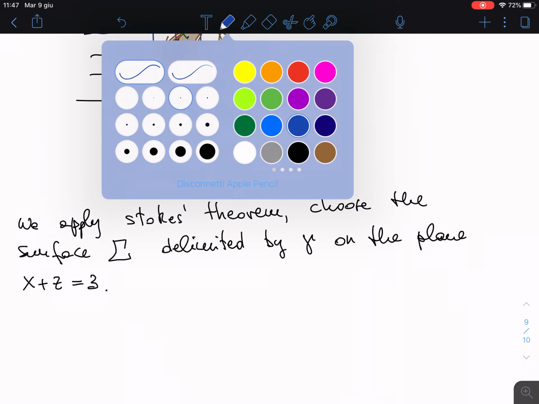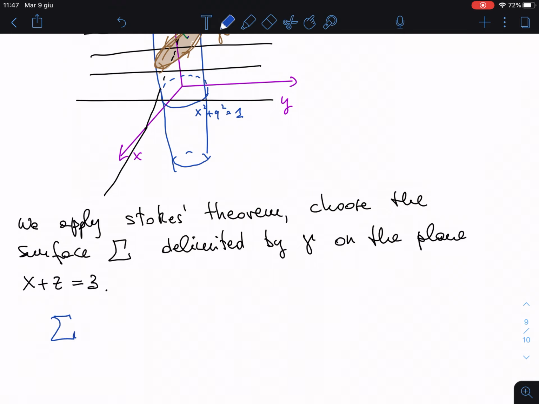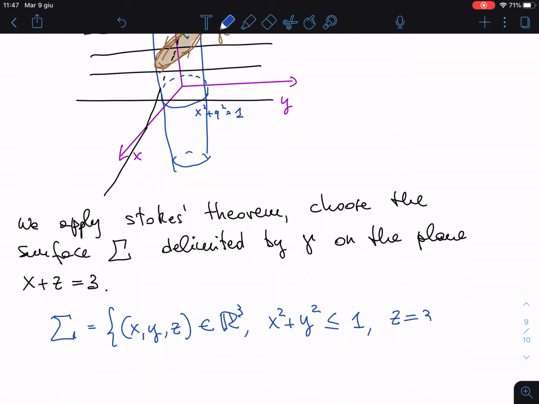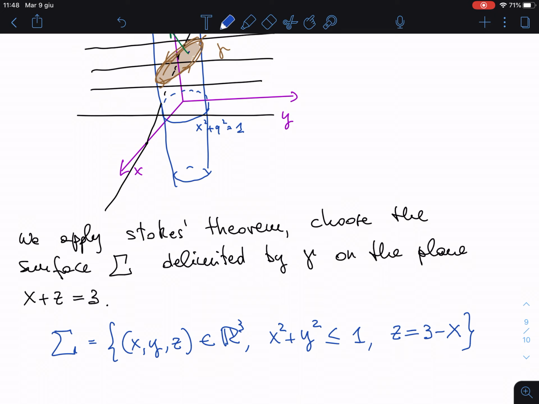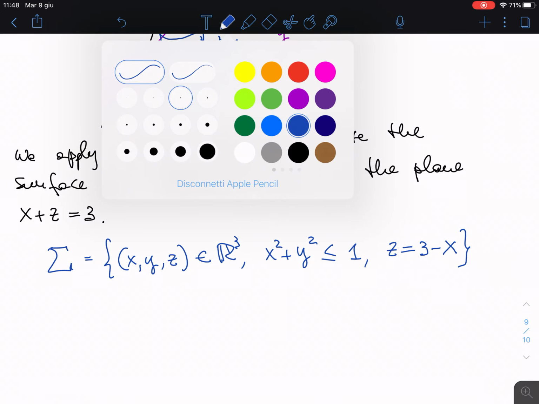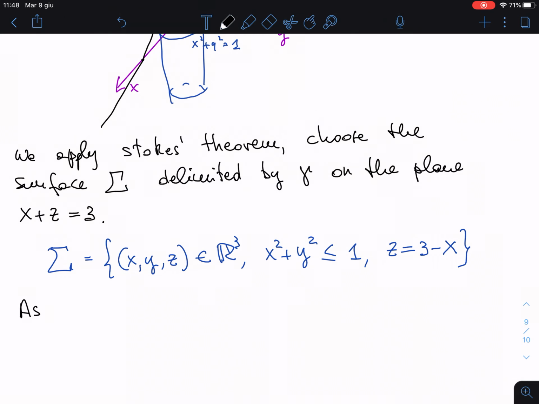So sigma will be the set of (x, y, z) in R3 such that x squared plus y squared is not larger than 1 and z is equal to 3 minus x. So this is exactly the surface here. Okay, and we have to choose a parameterization, and the parameterization is very simple. Here notice that this equation is given as a graph, the graph of the function 3 minus x in three-dimensional space.